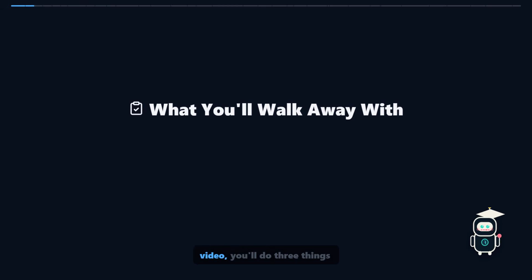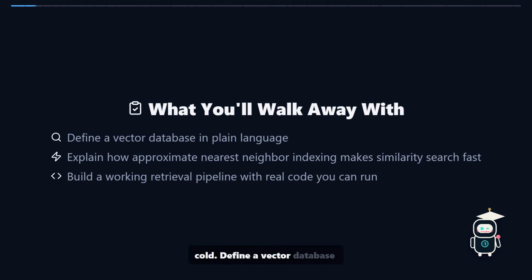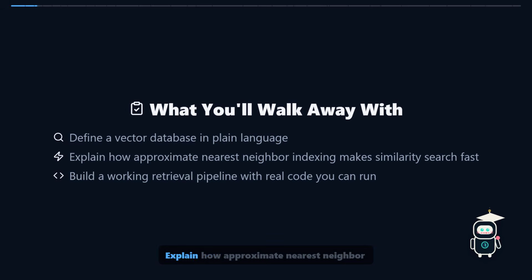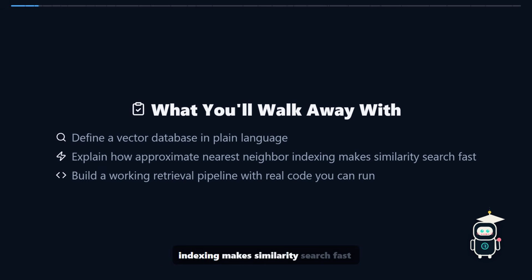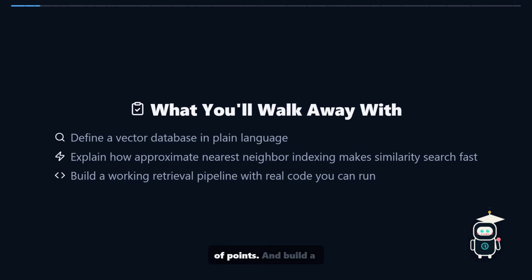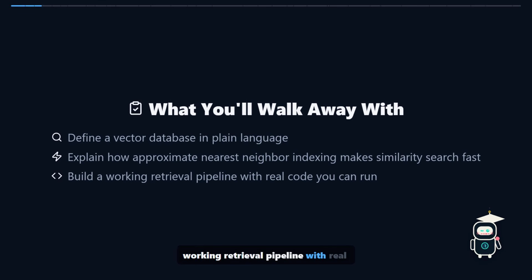By the end of this video, you'll do 3 things cold. Define a vector database in plain language, no buzzwords. Explain how approximate nearest neighbor indexing makes similarity search fast instead of grinding through millions of points. And build a working retrieval pipeline with real code you can run yourself.